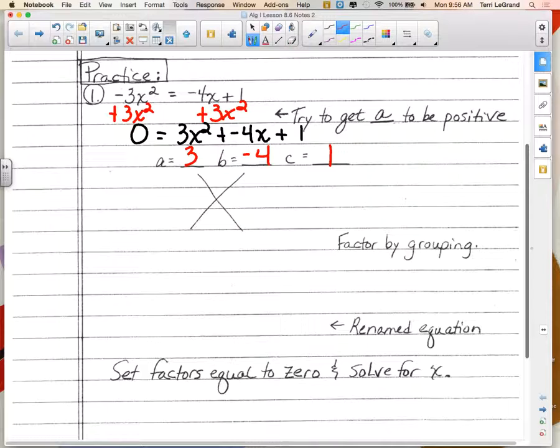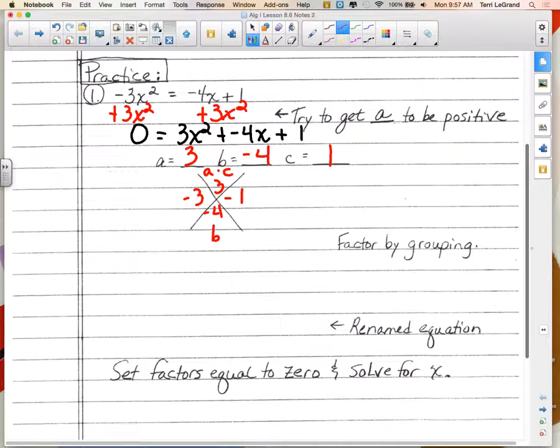So remember, we have to do A times C up here. We can't just put the C value like we can when A is 1, because multiplying by 1 is insignificant. So we just worry about the C value then, and then we still put our B value down here, don't we? So what is A times C in this one? 3. And what's our B value? Negative 4. Okay, what are those factors of 3 that add up to negative 4? Negative 3 and negative 1, okay?